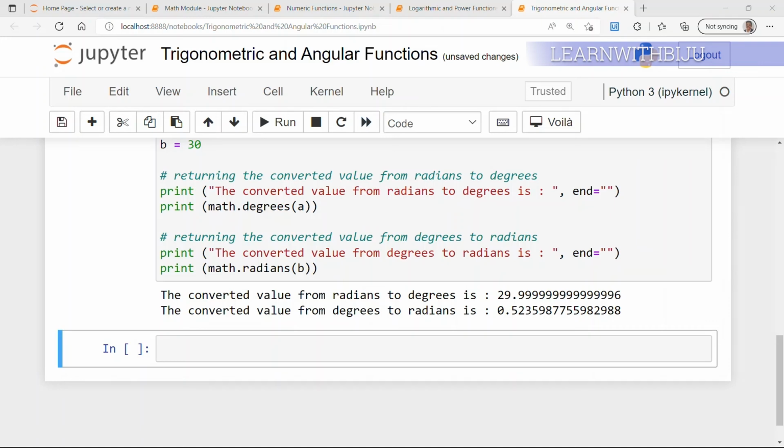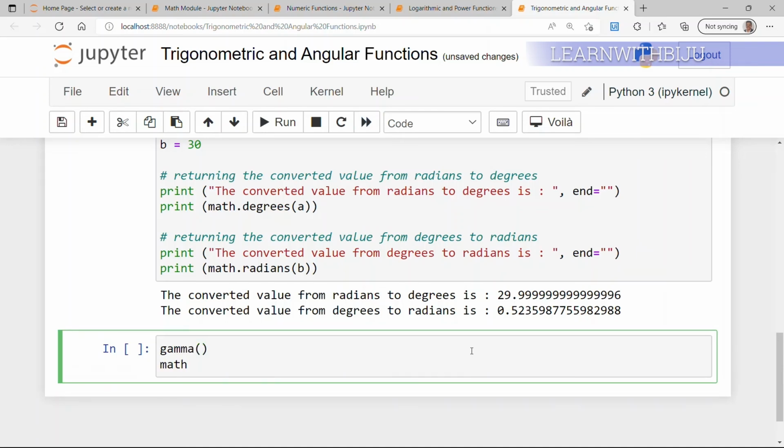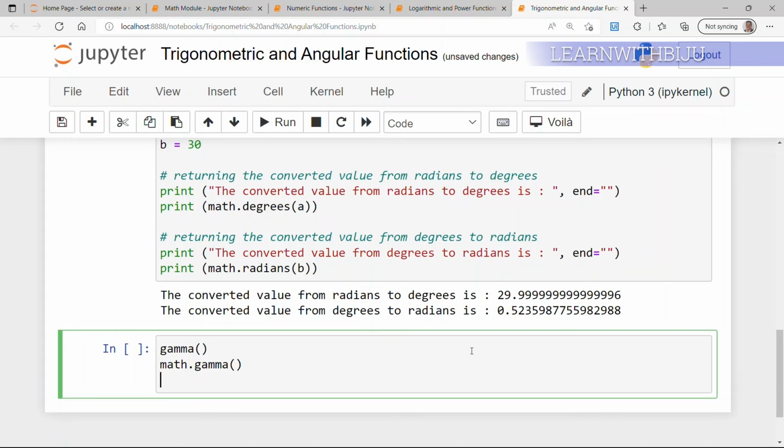Then we have a few special functions, maybe finding the gamma value. So we have a function called gamma, and the syntax is math.gamma. This function is used to return the gamma value of the argument.